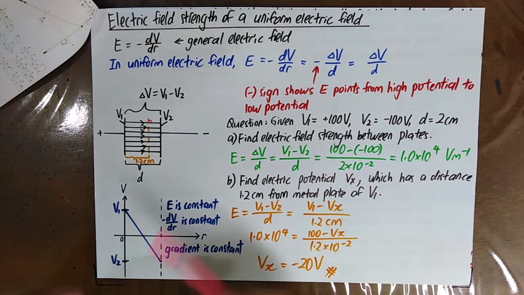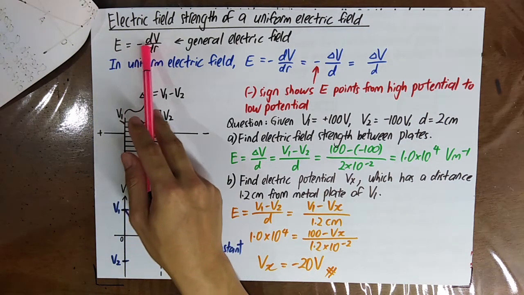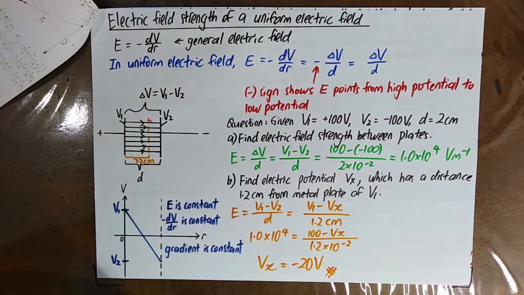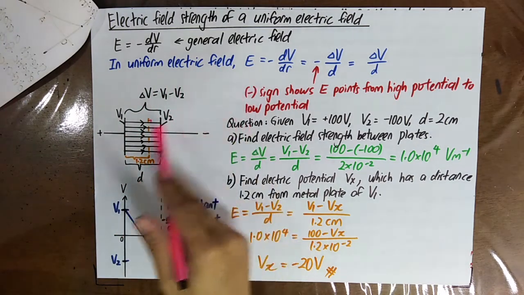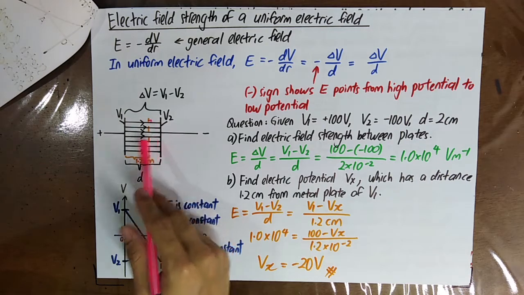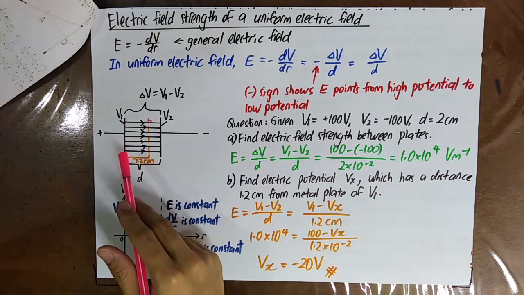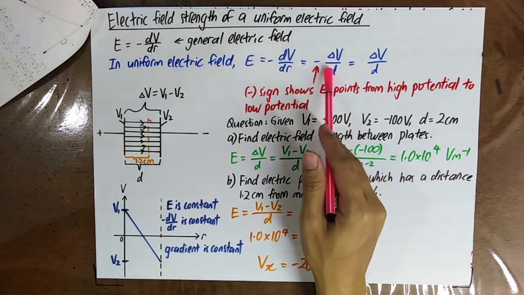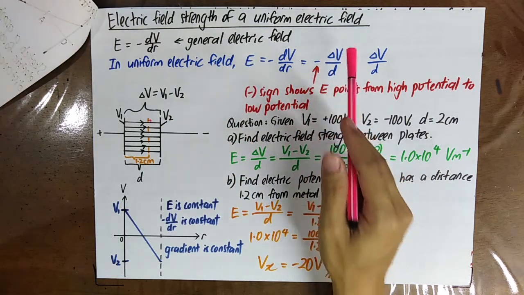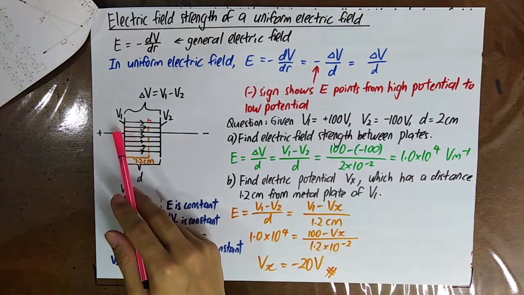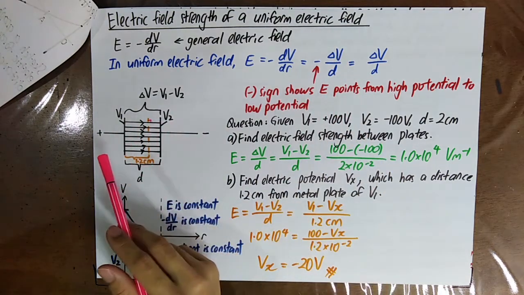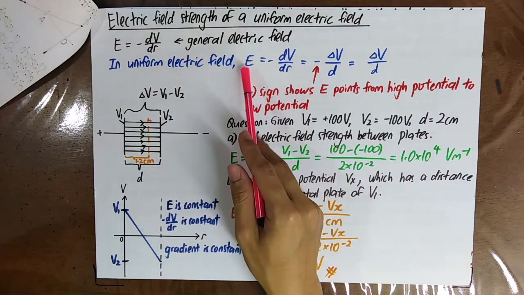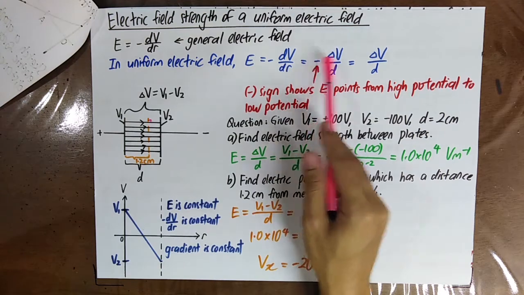Okay, so now you have to remember that E equal to negative dV over dr. When it comes to uniform electric field, that means that the electric field has a constant magnitude everywhere in between the parallel plates. Then only you can use E equal to negative delta V over d. Delta V is the difference in the electric potential between two plates. Okay? And then when we want to consider the magnitude of the electric field, we ignore the negative sign.